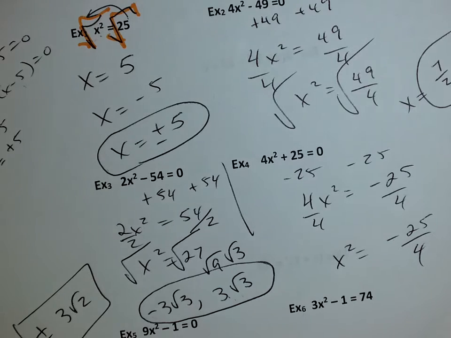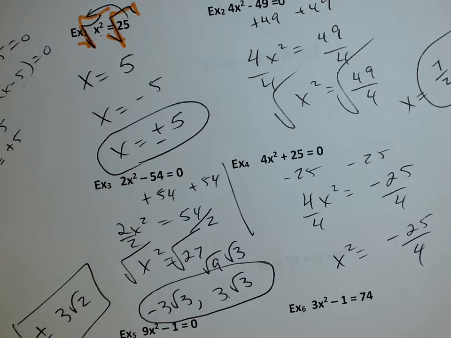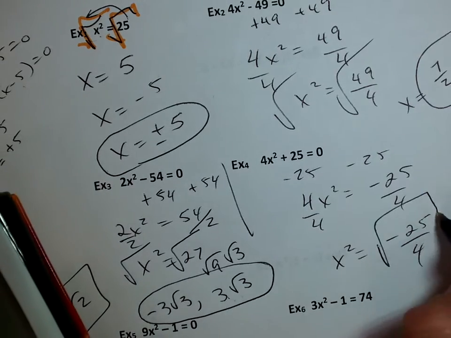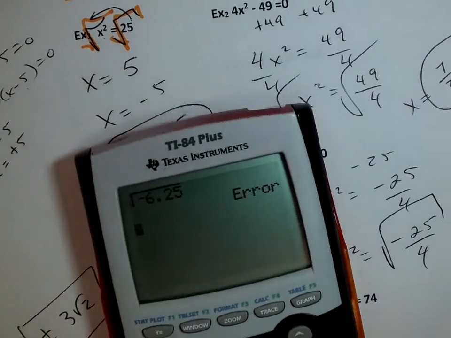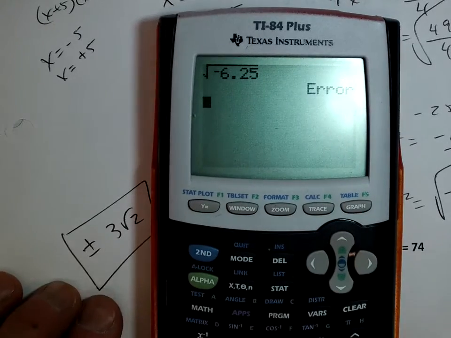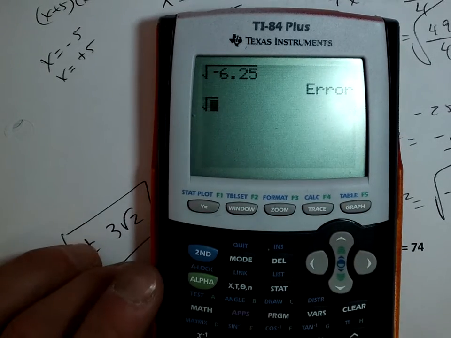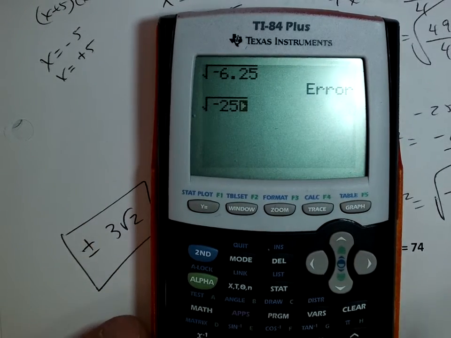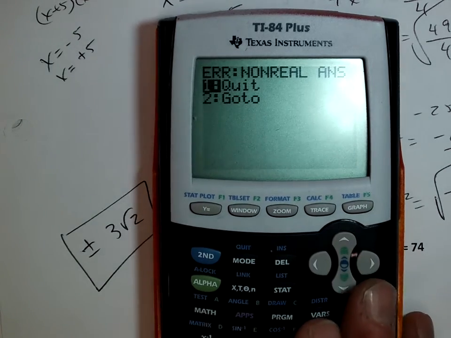Now here's the problem. Okay, can I borrow your calculator, please? Yeah, thank you. You're way ahead of me. It's a non-real answer. Square root, square root. Okay, so Isaac did it. Let me show you real quickly. If I took the square root of negative 25 divided by 4, I get an error. Non-real, okay?